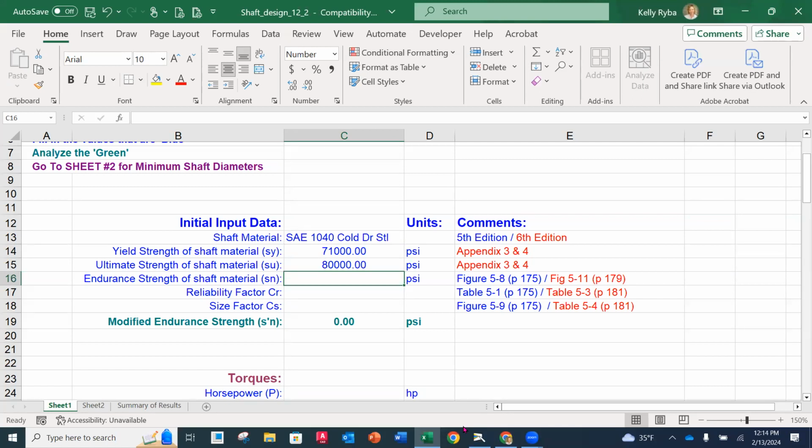Our endurance strength, you're going to notice here on the right-hand side, it says, and now this is the 6th edition, so read the red. If you do have the 5th edition, I have kept these references in there because if you don't want to pay the full price of the most current version, there are used versions out there that are going to be less expensive of the 5th edition. So I have those references here as well. But I am working out of the 6th edition. So this is going to be on page 179, and we're going to look at figure 5-11. Another one here. 179.